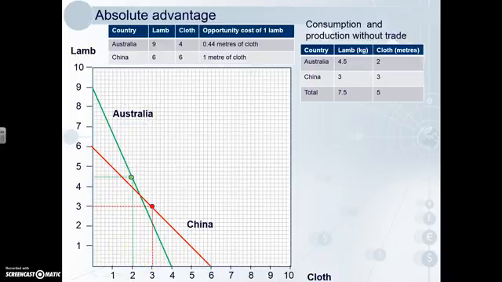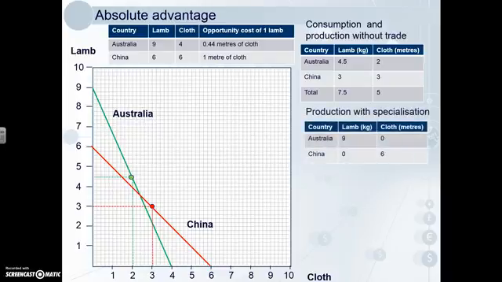We want to see the benefits of trade, so now we'll look at how much will be produced if they each specialise according to their absolute advantage. Australia would make 9 kilos of lamb, no cloth, and China would make no lamb and 6 meters of cloth. How would they know how much to trade each good for? Think back to opportunity cost.